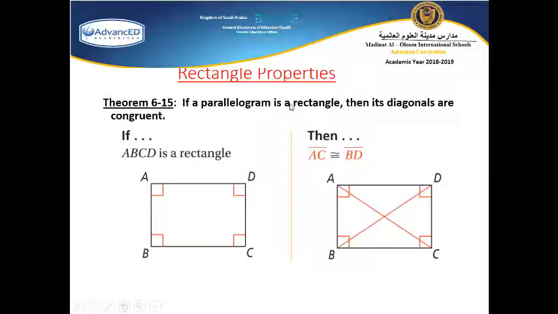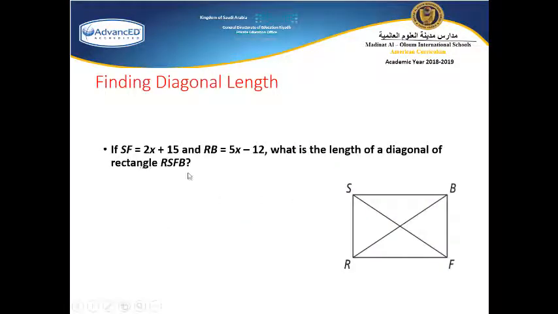The rectangle properties. If a parallelogram is a rectangle, then the two diagonals are congruent. That means AC equals the diagonal BD if this is a rectangle. Let's solve this question. If SF, this diagonal, equals 2x plus 15, and the other diagonal RB equals 5x minus 12, what is the length of a diagonal of rectangle RSFB?